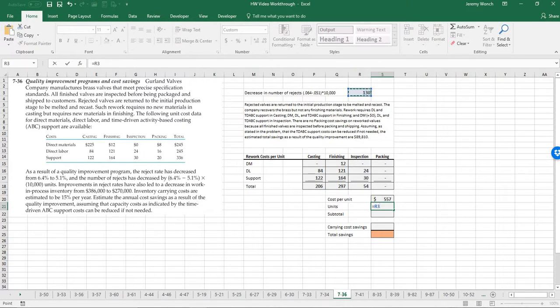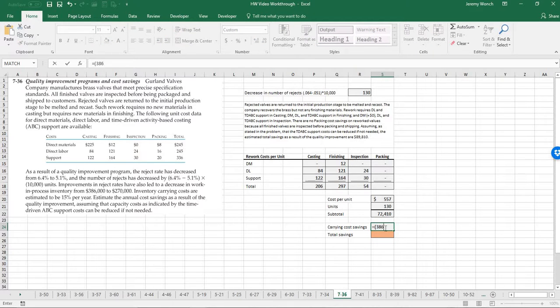We decreased the number of rejects by 130, so that means we decreased the cost by $72,410. However, that's not all of it, because we were also able to decrease our work in process from 386,000 down to 270,000 in value, and that inventory has a carrying cost of 15%. So we can plug that in here.